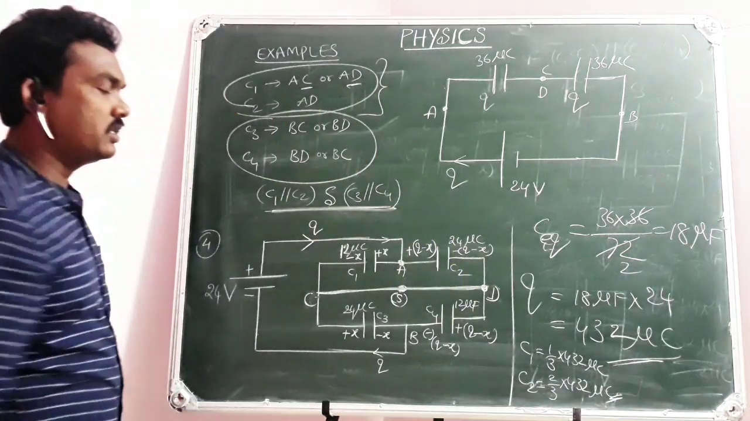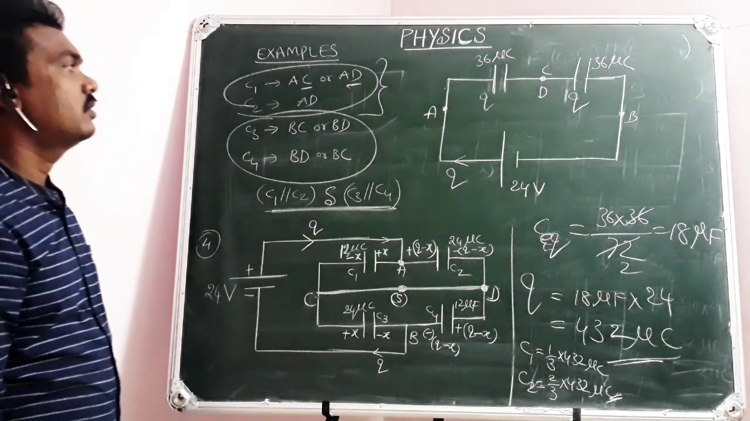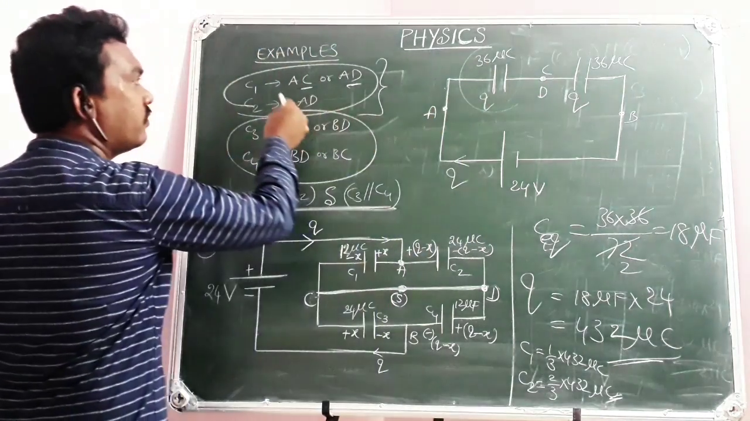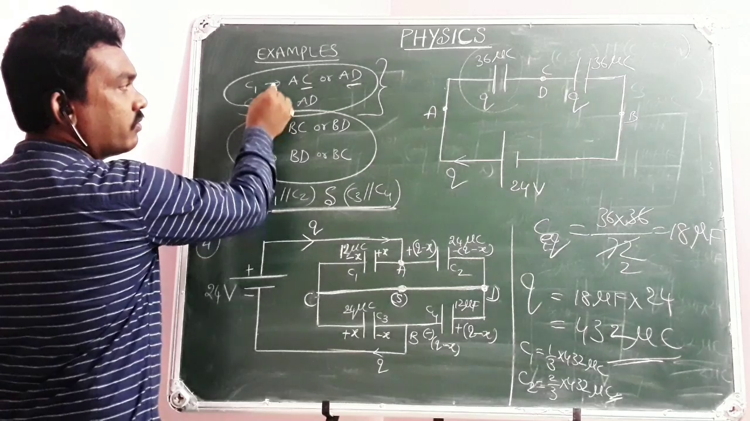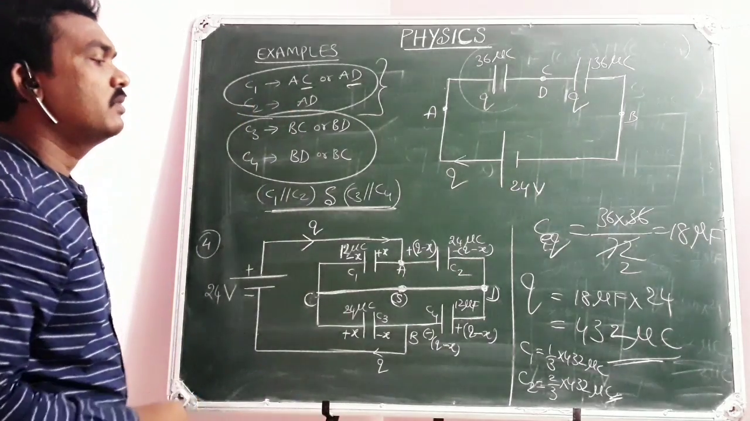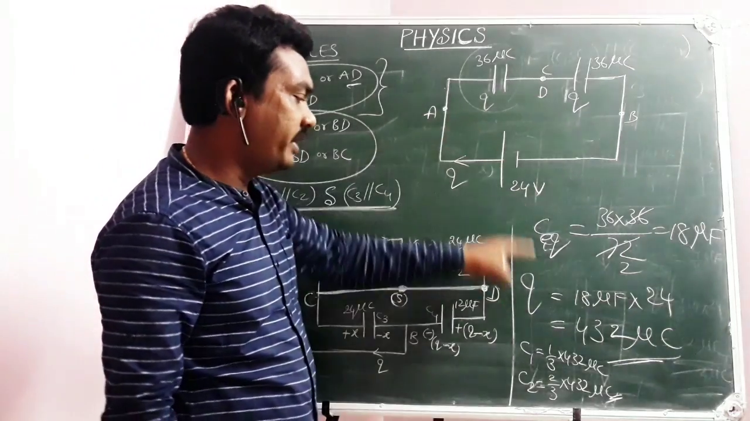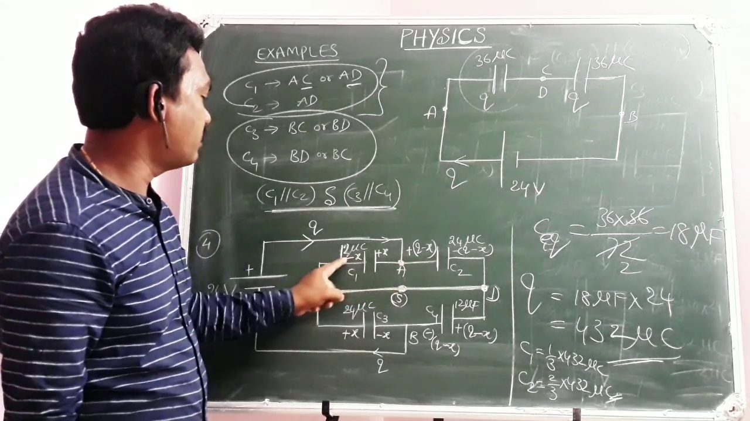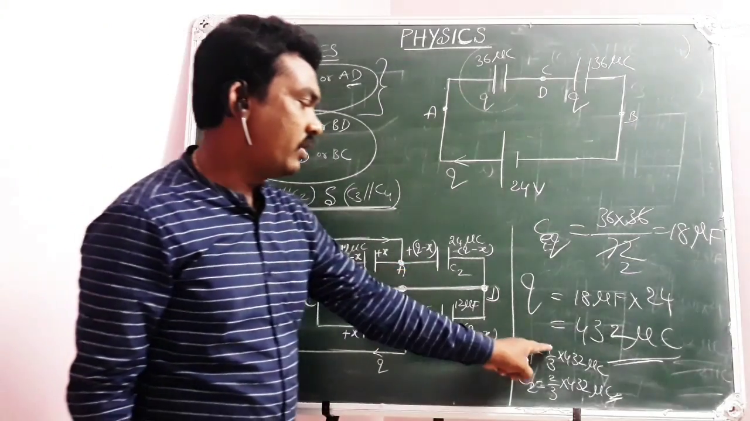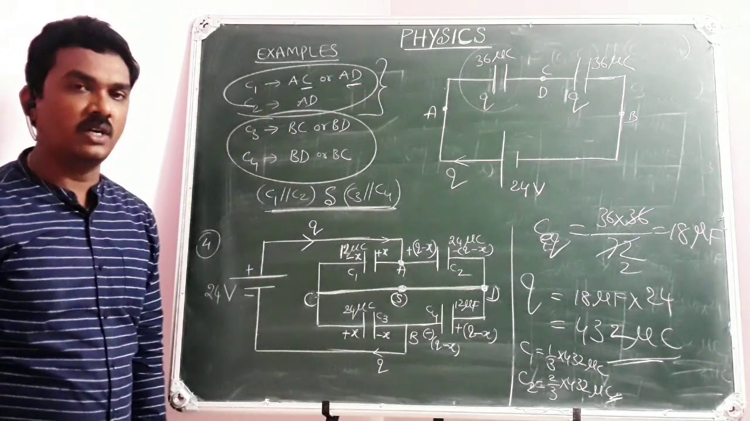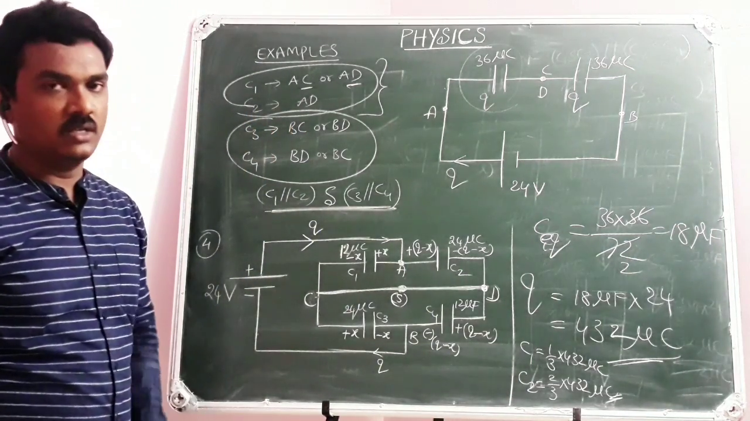Like that, the charge on C3 and C4 can be calculated. Because this 36 microfarad is the parallel combination of 12 and 24, the charge will be distributed in the direct ratio of their capacities. That's why 432 microcoulombs will be distributed in 1:2 ratio, because of 12 and 24, C1 and C2. So 1 by 3, 2 by 3 into 432 microcoulombs. Simplify that, you will get the charge on C1 and C2, and obviously C3 and C4.